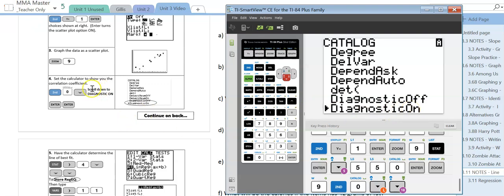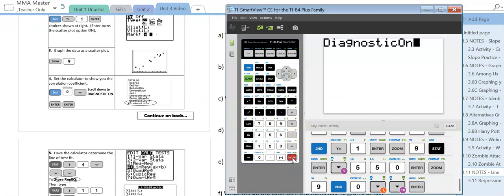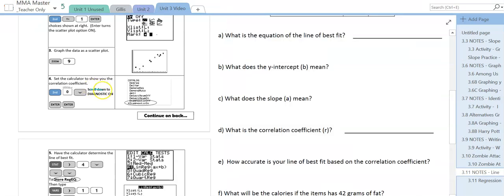Once you get to diagnostic on, and notice I have it over here, you're going to hit enter, enter. And this has turned the diagnostic on. So I'm going to go over here and I'm going to be sure I circle this so y'all see that you want to turn the diagnostic on, that you're scrolling down to the diagnostic.